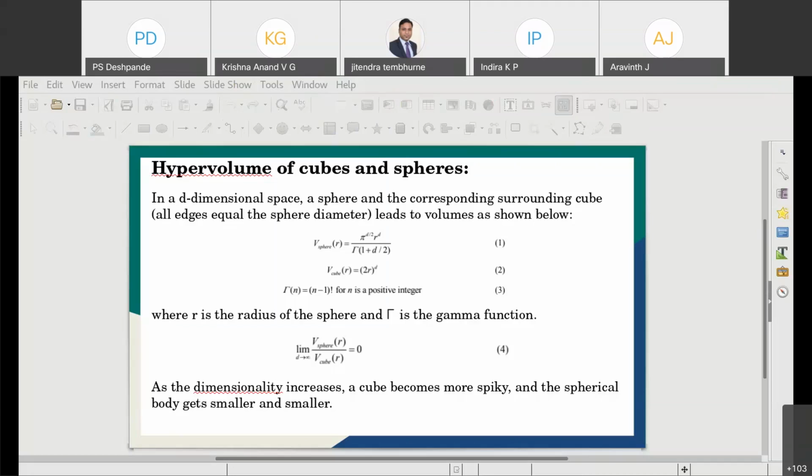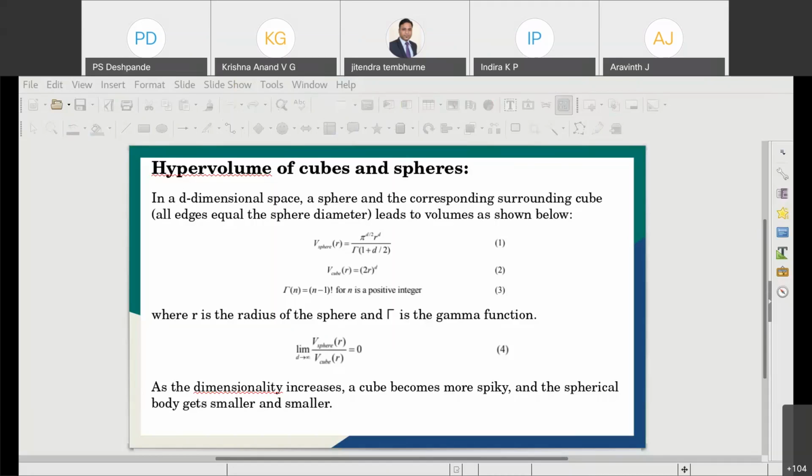And if you draw a circle so that it touches all the sides of the square, and the circle is within the square, then it is a two-dimensional sphere. So that circle is nothing but the two-dimensional sphere. So this is the generalized equation for the d-dimensional sphere and the d-dimensional cube.